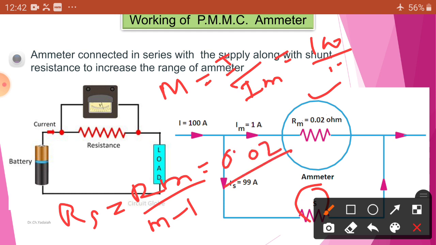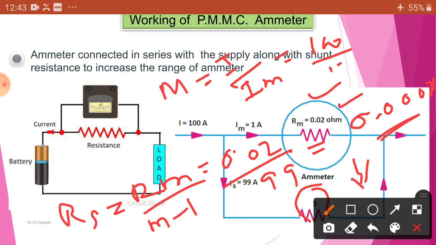0.02 by M is equal to how much? We are going to 100 minus 1, that is 99. So this value is equal to 0.02 by 99, nearly 100. So maybe you are going to get 0.0002 ohms. That means this resistance is very low, you can see it.